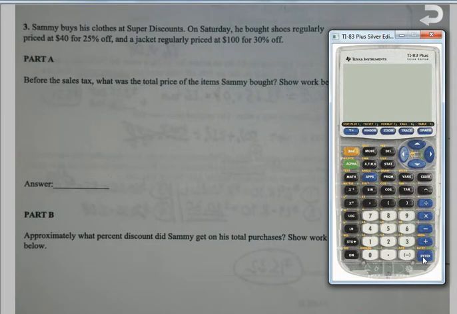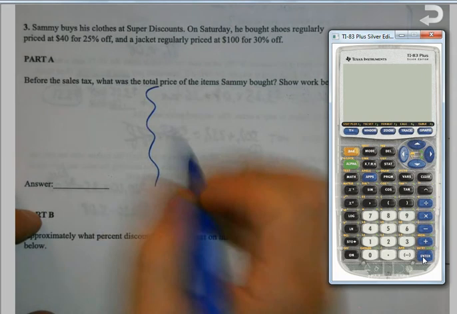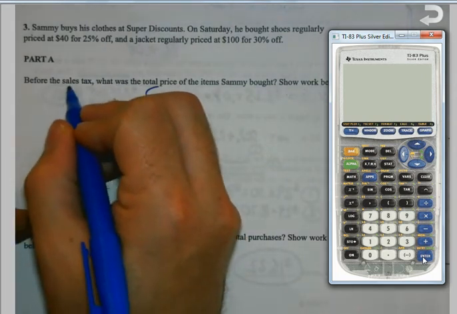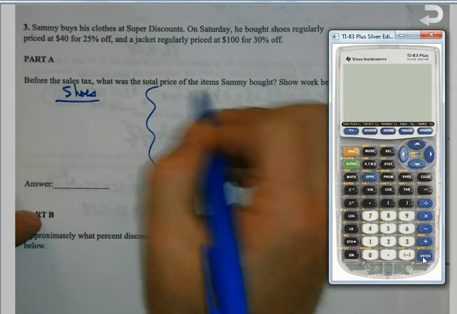Sammy buys his clothes at super discounts. It sounds like a place I'd shop at. On Saturday, he bought shoes regularly priced at $40 for 25% off and a jacket regularly priced at $100 for 30% off. With the sales tax, what was the total price of the items? Okay. Well, it looks like we got 2 separate things going here. So let's see. We got the shoes, got the jacket.